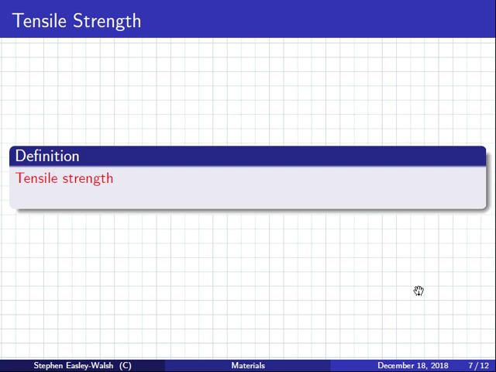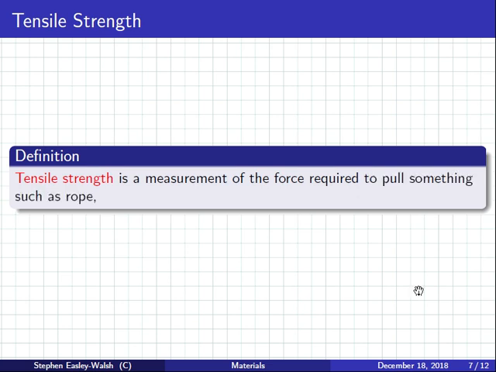Okay, next word, tensile strength. Tensile strength. This means the force required to pull something like a rope, a wire, a structural beam, to the point where it breaks. In other words, here's a simple example. You take a material and you pull it until it breaks. That force is called the tensile strength. It's like the force you need to break it. Obviously, this is important in engineering. You need to know this for materials. Okay.